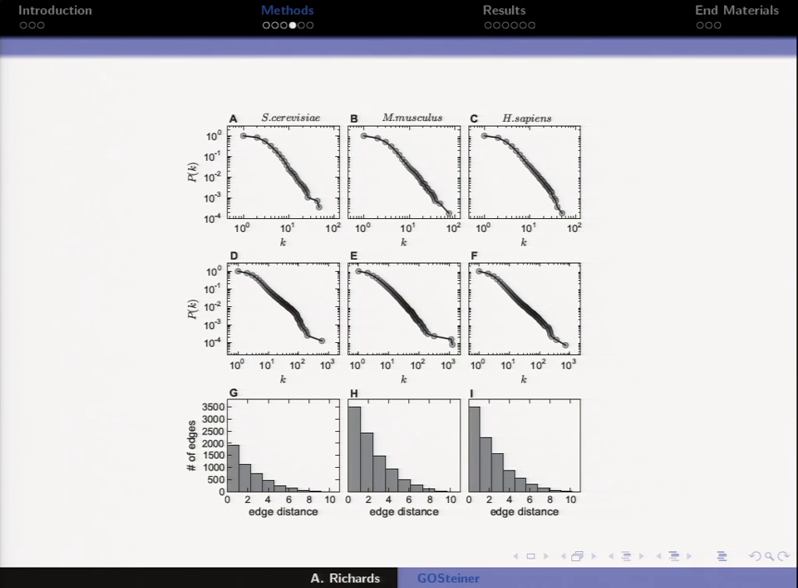And the last 3 panels show the distance. So we used information content again, and these are the information content distances associated with those graphs.